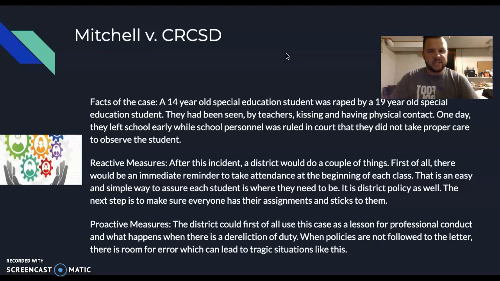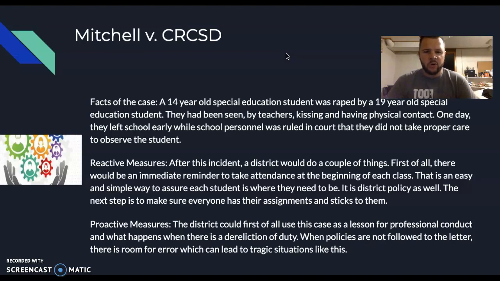And the facts of this case are that there was a 14-year-old special education student that was raped by a 19-year-old special education student. Several teachers had seen them previously having physical contact and kissing. Nothing was said to either of them. Some teachers said that they just assumed that it was a legal consensual relationship and that it was okay with the parents.